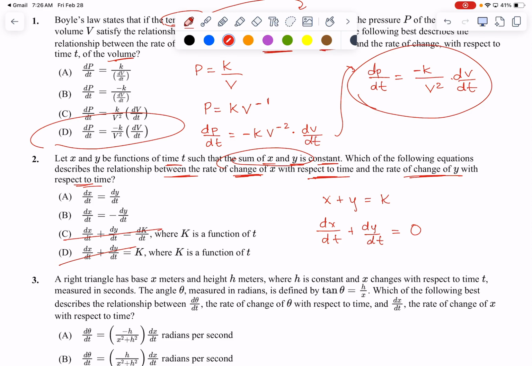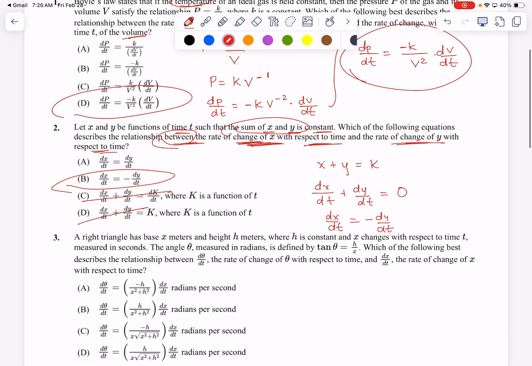So really, they're asking what's the relationship between the rate of change of x and the rate of change of y. So they want you to basically set them equal to each other to see what the relationship is. So dx/dt is going to be equal to negative dy/dt. They're opposites of each other. So the rate of change of x is the opposite of the rate of change of y. That's how the sum of x plus y would be held constant. Okay? Any questions? That was pretty straightforward too.